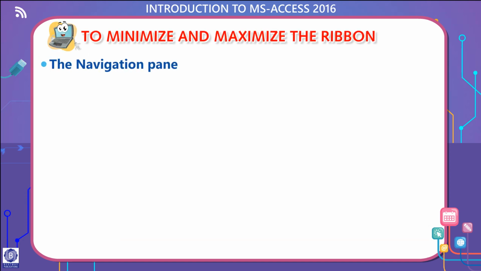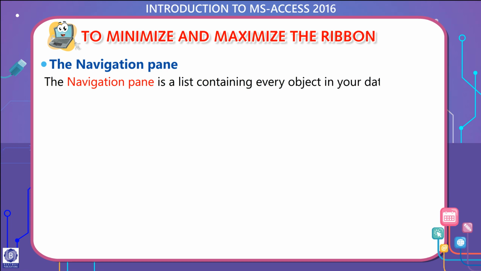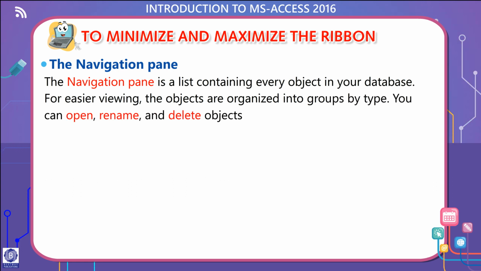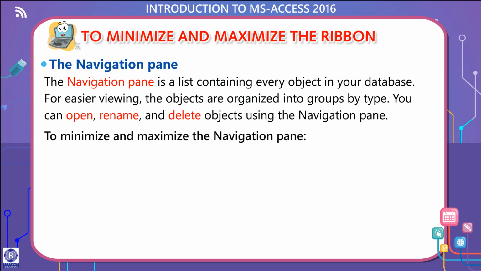The Navigation Pane. The navigation pane is a list containing every object in your database. For easier viewing, the objects are organized into groups by type. You can open, rename and delete objects using the navigation pane. To minimize and maximize the navigation pane.